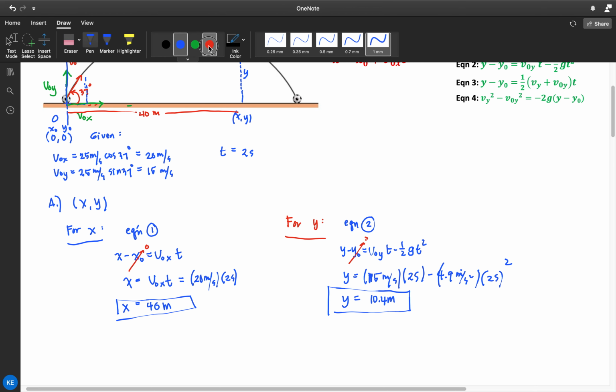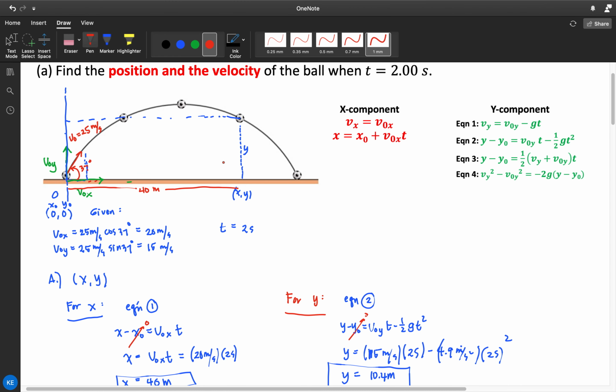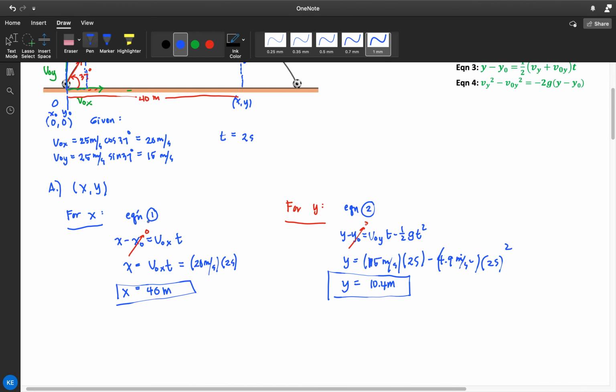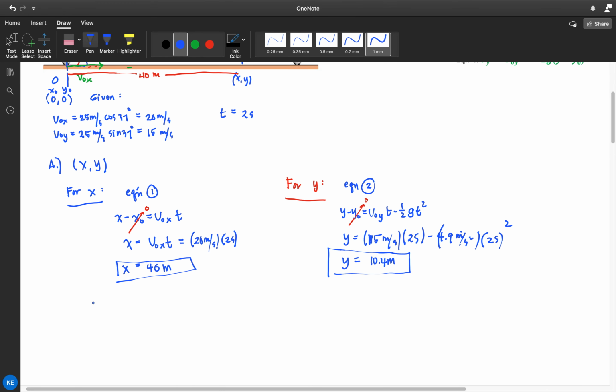So here, the coordinates are simply height 10.4 meters. So the final position will be 40 by 10.4. Okay, next, it's looking for its final velocity at time equal to 2 seconds. So here, it's looking for Vx and Vy.